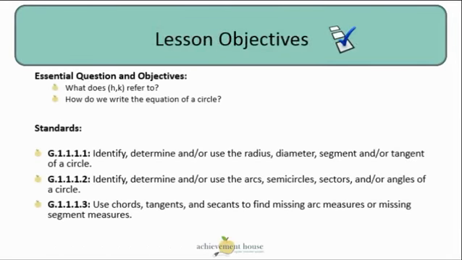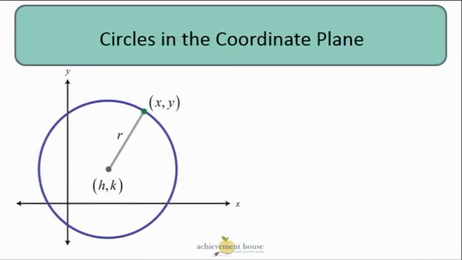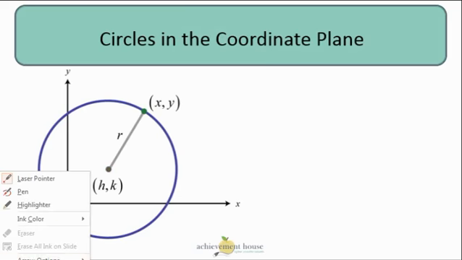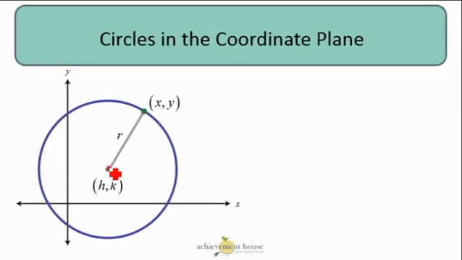Our central question and objectives for this lesson: what does HK refer to, and how do we write the equation of a circle? If we look at a circle in the coordinate plane, we know 1 point for certain, and that's the center. That's actually what HK represents. H comma K. H is the x value of the point that is the center of our circle, and K represents the y value for the point that is at the center of the circle.